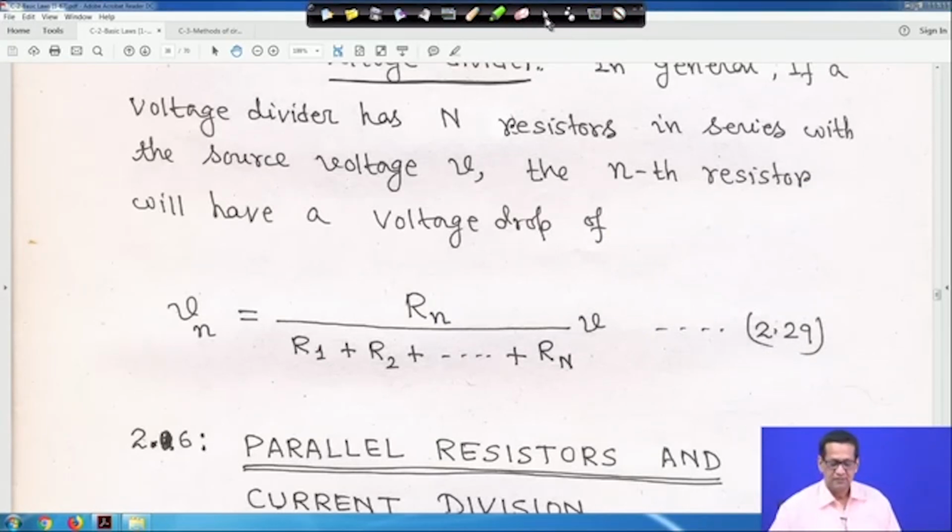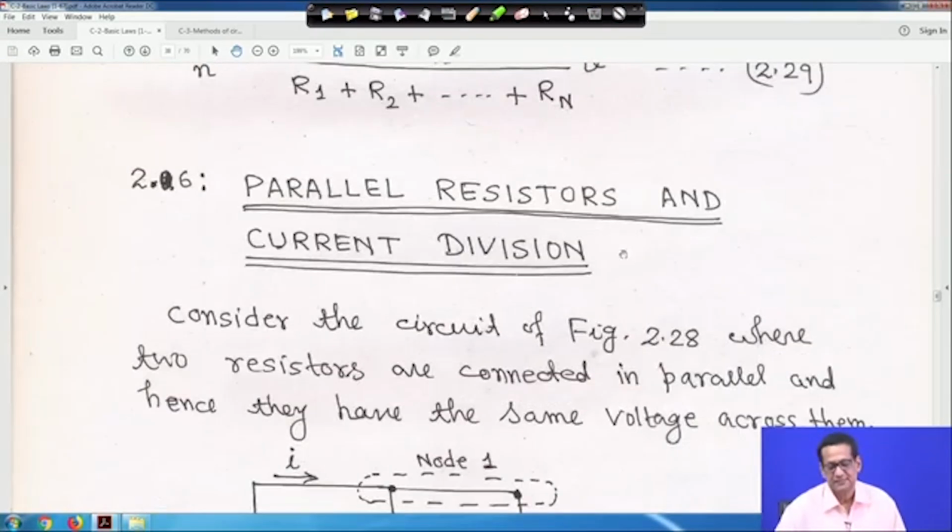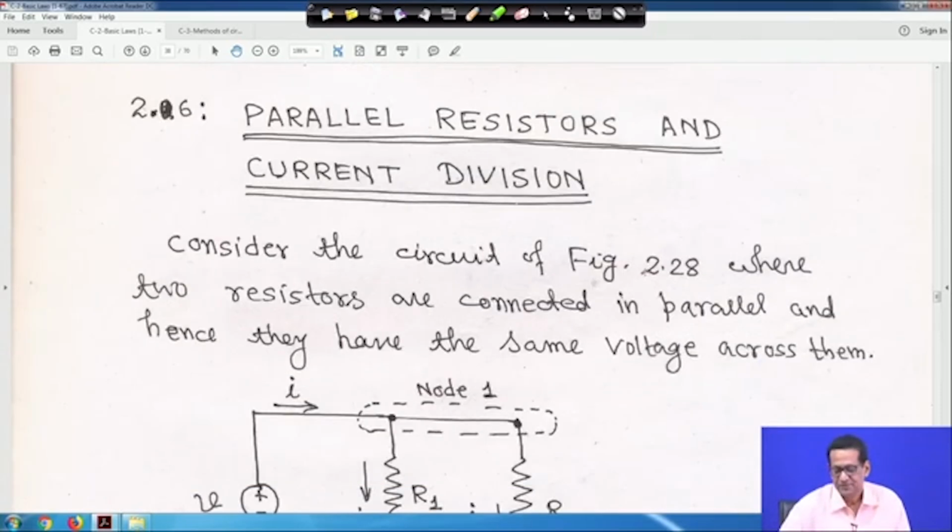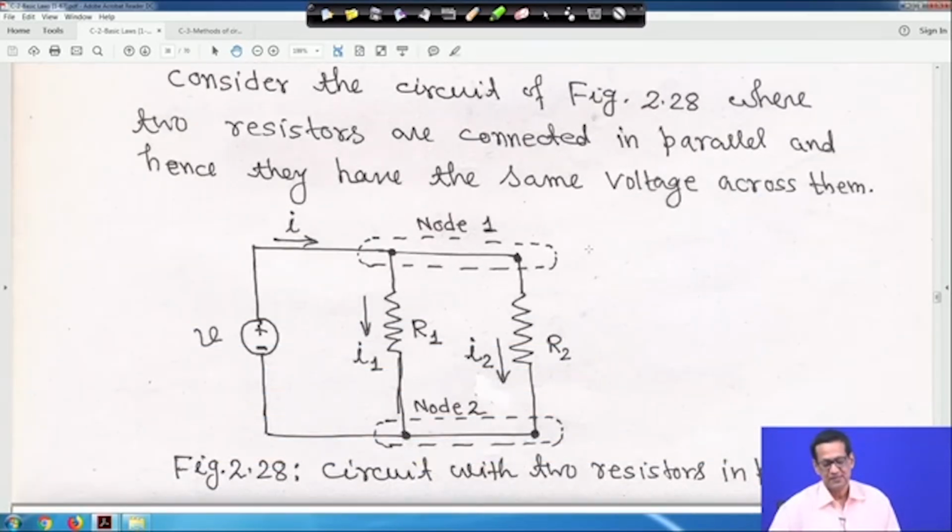So, this is for series resistor. Now, we come to the parallel resistor and the current division. That was series resistors and voltage division, and in parallel it will be parallel resistors and current division, right. Now, consider this circuit of figure 28, where two resistors are connected in parallel and hence they have the same voltage across them.